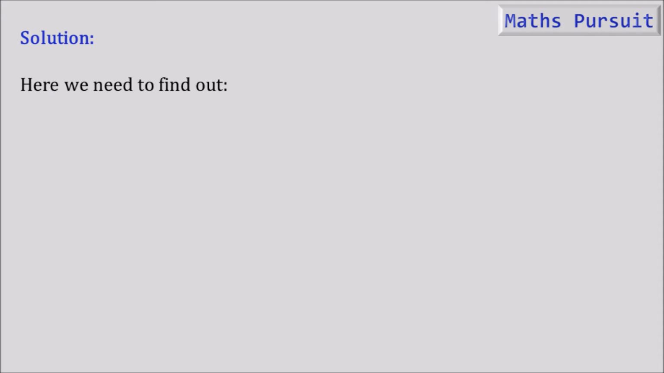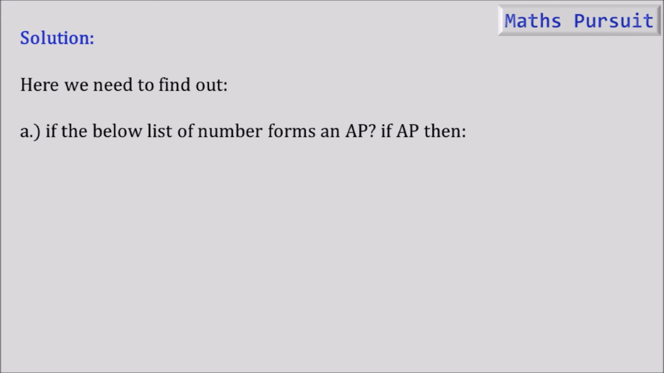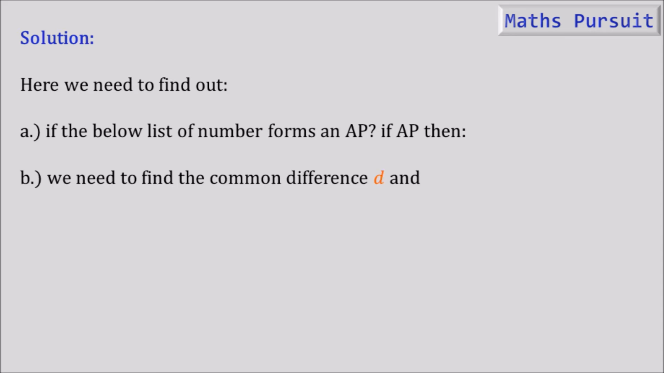Moving to the solution. Here we need to find out if the below list of numbers forms an AP. If AP, then we need to find the common difference d and also the next 3 terms. Guys, the question is pretty clear. It is asking us to find out if the given list of numbers forms an AP. If the number sequence forms an AP, then we need to find the next 3 terms. And for doing all these things, we are going to find the common difference first. Once we get the common difference, the picture will be clear and then we can decide whether we are going to find the next 3 terms or not.